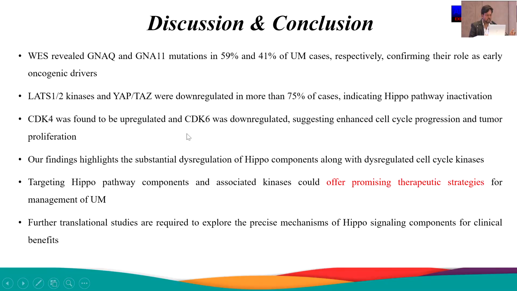So to conclude, LATS1 and 2 kinases and YAP-TAZ were downregulated in more than 75% of cases. So our findings highlight the substantial dysregulation of the hippo pathway along with dysregulated cell cycle kinases. Targeting this pathway could offer promising therapeutic strategies for management of uveal melanoma.